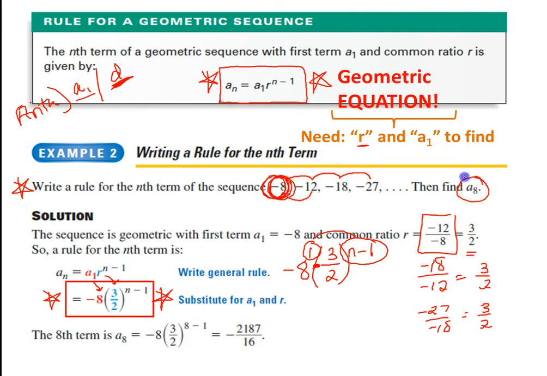Now go back to that last part that we skipped. What is a sub 8? Again, how do we find it? What does this mean? The 8th term. So we take n and plug in 8. So negative 8 times 3 halves to the 8 minus 1. Well, what is 8 minus 1? 7. So you type in negative 8 times 3 halves to a power of 7, which equals negative 2,187 divided by 16. Don't be afraid of fractions. It's very possible that you're going to get fractions.